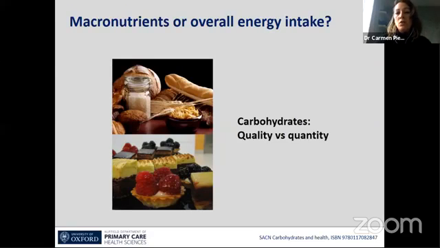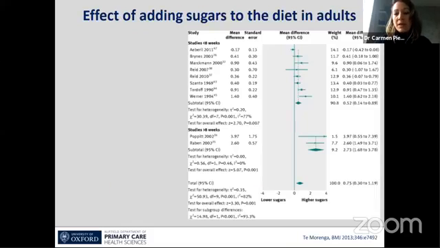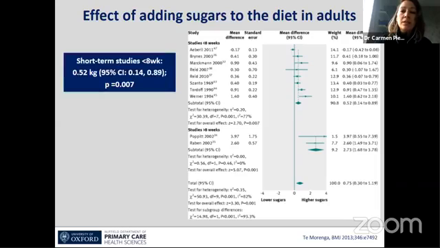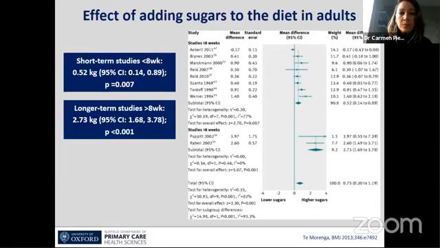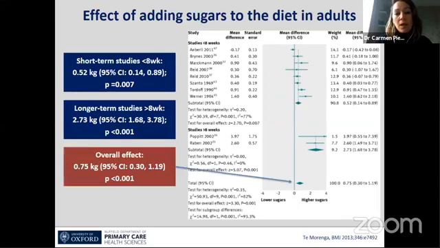However, there is good evidence on free sugars. This is a meta-analysis by Te Morenga in the BMJ of the effect of adding sugars in the diet. Diets that increase sugars among adults have found in short-term studies about 0.5 kilograms more. For longer terms, they have found 2.73 kilograms more weight, and the overall effect is about 0.75. So diets that have higher sugars in ad libitum diets in adults tend to increase body weight.